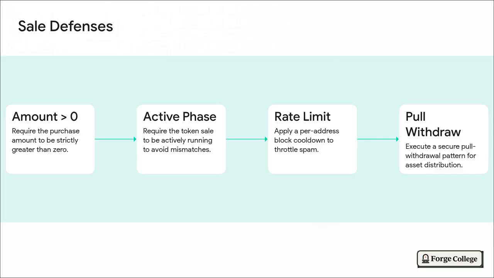First, input validation. We strictly require the purchase amount to be greater than 0. Second, state validation. We check our internal gears to make sure the token sale's actually in the active phase, not setup or closed. Third, we apply a rate-limiting cooldown to stop abuse. And finally, when it's time to distribute those assets, we rely entirely on that pull-withdraw pattern we just went over.